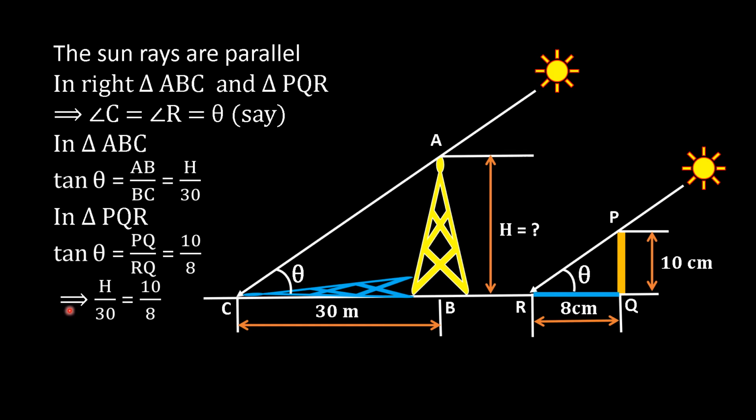Which implies H divided by 30 equals 10 divided by 8. It becomes 8H equals 300. H will be 300 divided by 8, which will be 37.5 meter. So, height of the tower will be 37.5 meter.